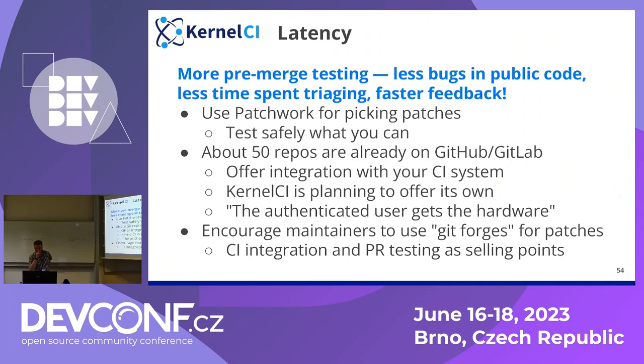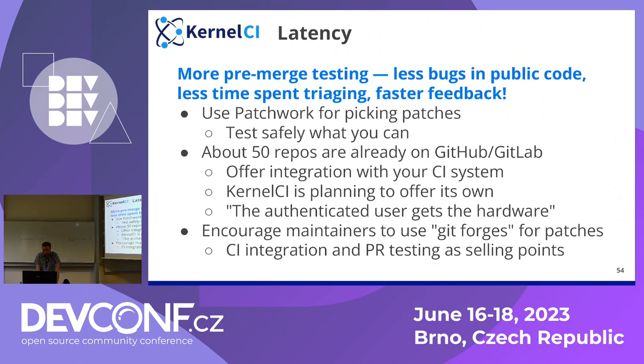But while researching this, I noticed that there's about 50 repositories in the maintainers file who are already using a GitHub or GitLab instance. And that could be a way to improve the situation by, for example, connecting the GitHub or GitLab CI to your CI system, like KernelCI is thinking how to do that right now with this new KernelCI API that they're working on. So the idea is that you, for example, publish an action in GitHub Actions that just takes your patch, submits it to KernelCI, and then gives you a check mark after it's done, or a red cross.